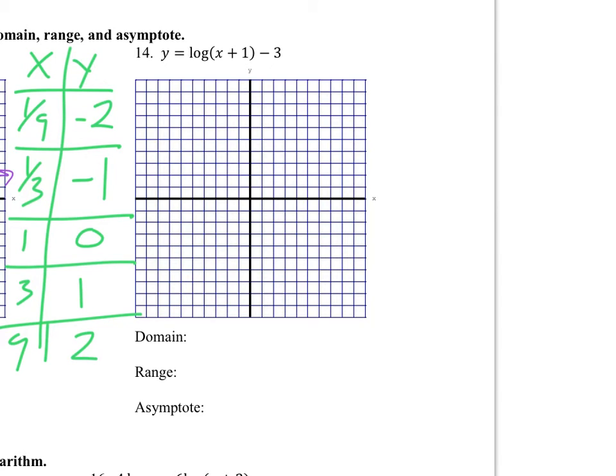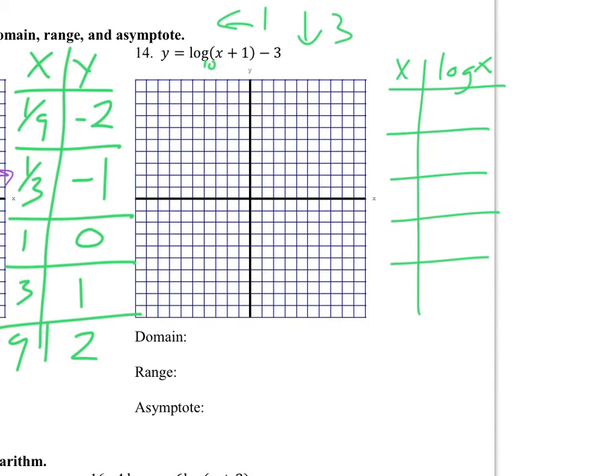Heading over here, we'll take a look at number 14. Now this logarithm, again, does not have a base, so it's really a base 10. And we have some transformations there. Now with those transformations, it'll take the parent function left 1 and down 3. So again, what I would do is just make a table for the parent function and then do those transformations.